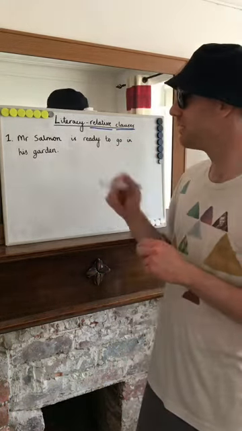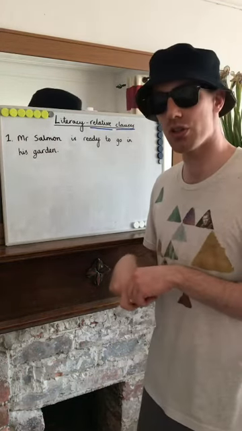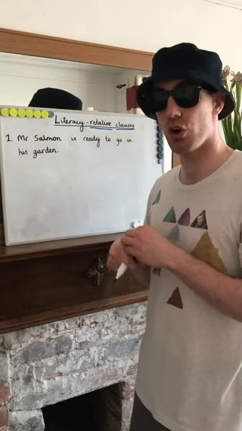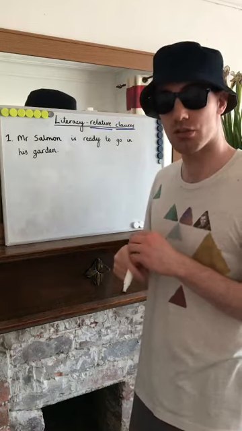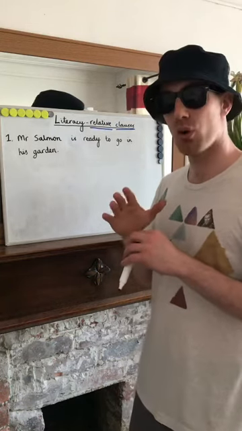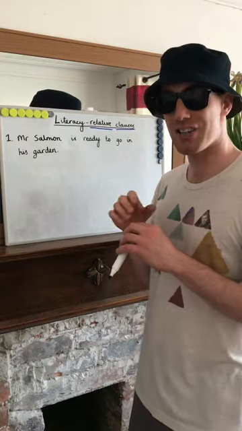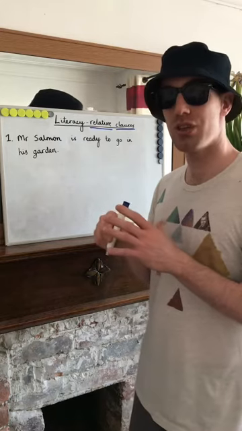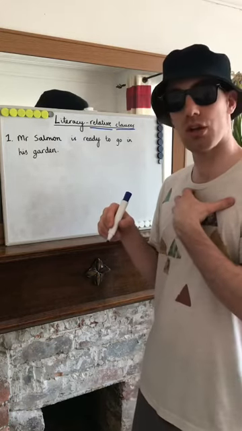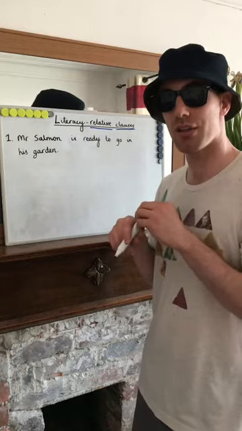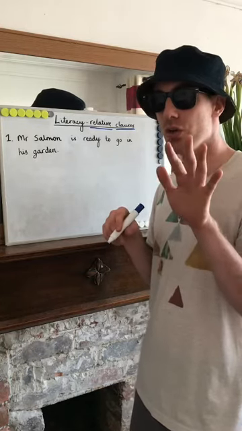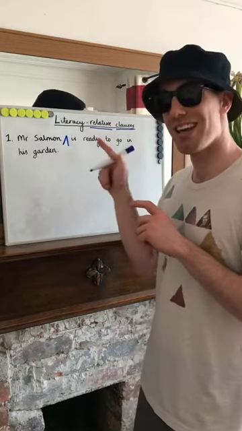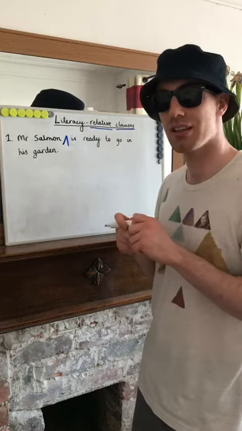Now, this sentence here, Mr. Salmon is ready to go in his garden. You might have already realised something about me which makes it clear that I'm ready to go in my garden. Okay, so hit pause and see if you can have a think and add a relative clause in this sentence that would add more information to tell the reader that I'm ready to go in my garden. Before you hit pause, I'll give you a clue. The relative clause is going to go in there. Okay, so hit pause, have a think, and see if you can come up with something.